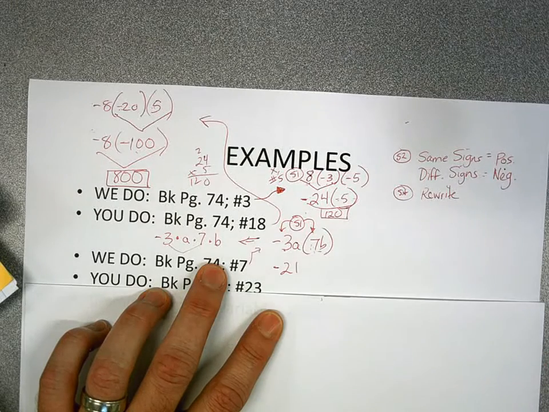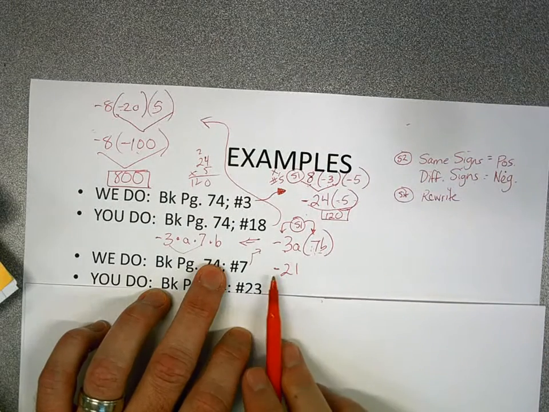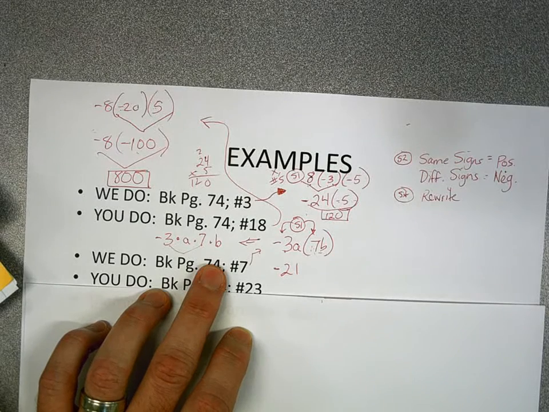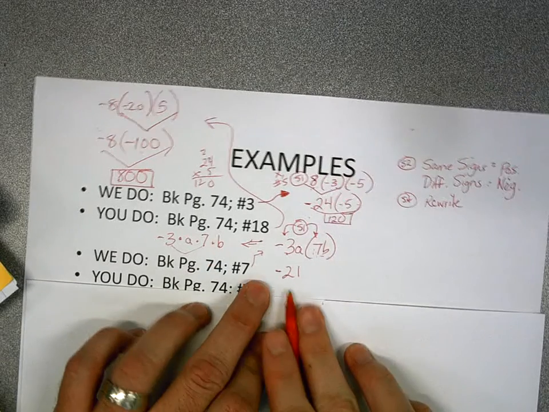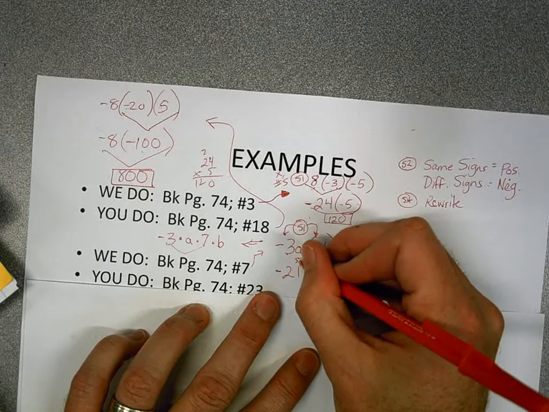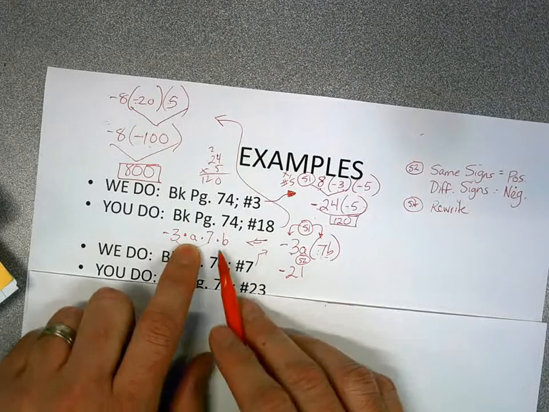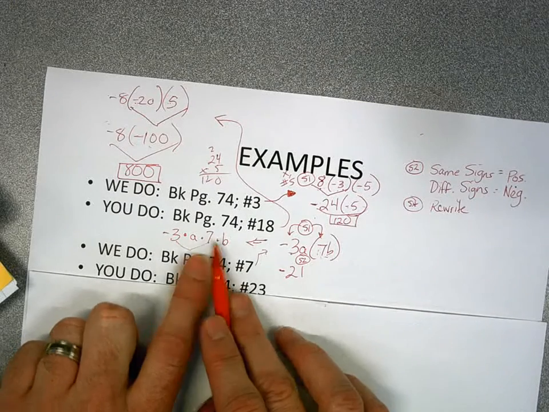Guys, don't leave that sign off. Because remember, like up here, right? Positive 20, negative 20. Look how far apart they are on the number line. They're different numbers. Okay? Negative 21. Step 2, you can say negative 21 times A times B. We still have those, right?